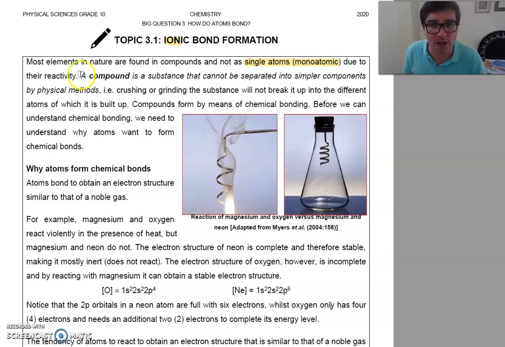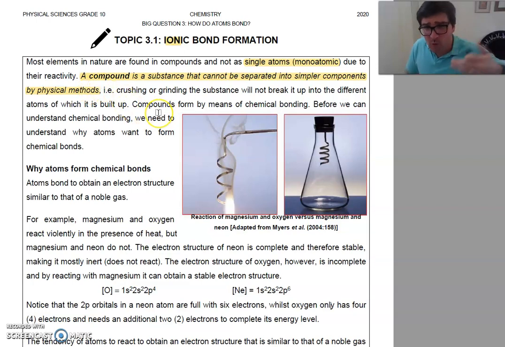Now, what is a compound? A compound is a substance that cannot be separated into simpler components by physical methods. In other words, I can't separate these compounds by sieving or crushing or filtering. I need a chemical reaction to get this element in its elemental form where it's a single atom. And the problem is that overcoming chemical bonding requires a lot of energy.